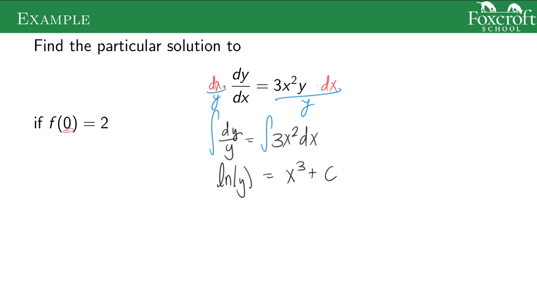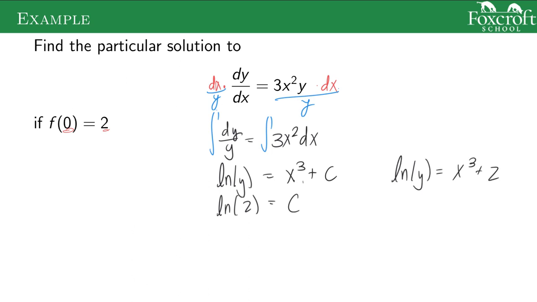And I know when I plug in 0, I get 2 for y. So the natural log of 2 equals c, because that x cubed just turns into 0. So now my equation is the natural log of y equals x cubed plus ln 2.